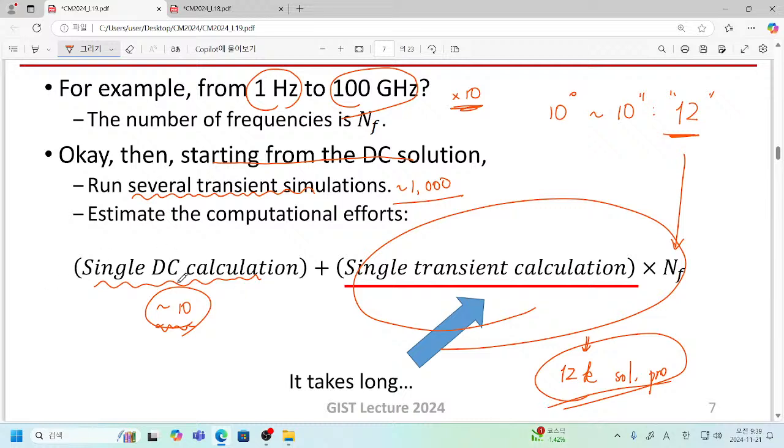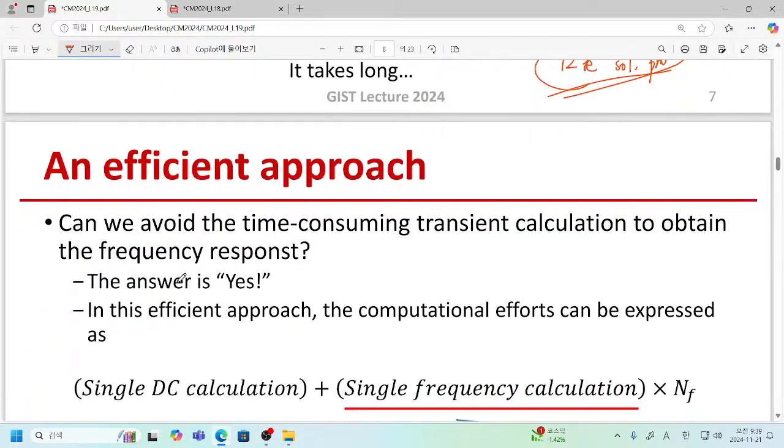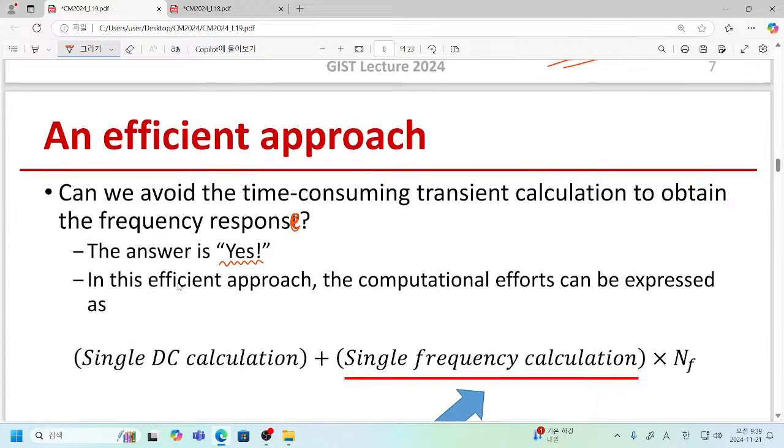So today I will talk about an efficient approach. This is really important. The idea is, can we avoid the time-consuming transient calculation to obtain the frequency response, so sorry about this typo, efficiently? And the answer is, fortunately, yes, we can reduce the computational burden to calculate the Y parameter drastically.